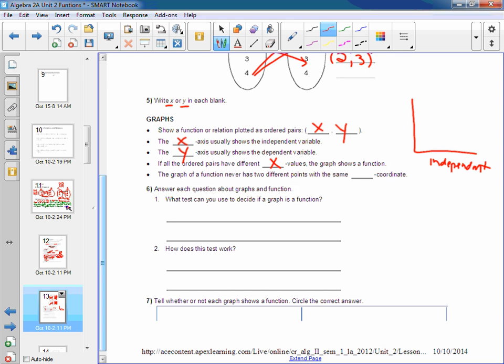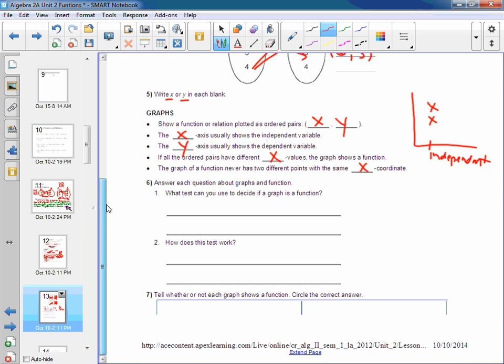A graph of a function never has two different points with the same what coordinate? With the same X, because you couldn't have the points 1, 2 and 1, 3. That wouldn't work. That would not be a function. Answer each question about graphs and functions. What test can you use to decide if a graph is a function? Remember the vertical line test? This is a great review. It reviews everything we just went over. And then number 2, how does this test work?